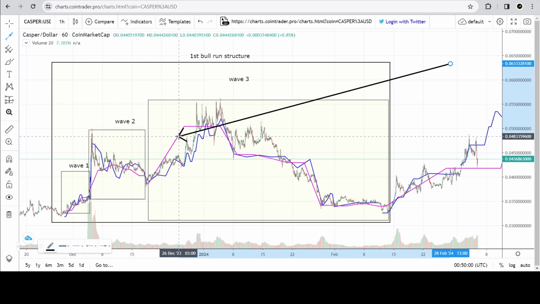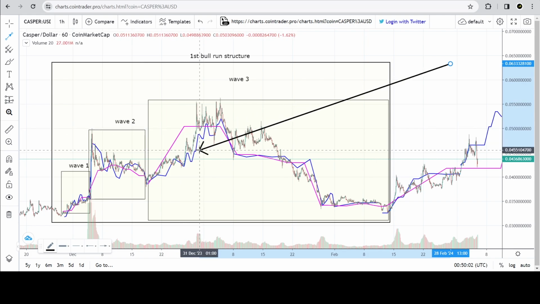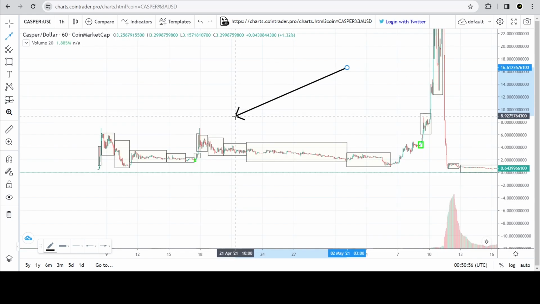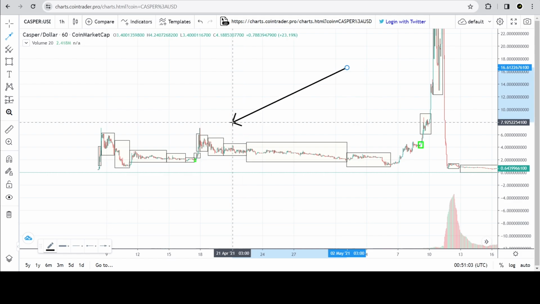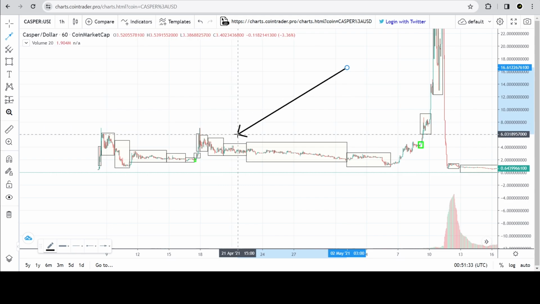Now, this pink fractal and this blue fractal come from over here. Now, where is over here? Well, this is pre kind of big trading on Casper. You're not going to find this on TradingView. I am using charts.cointrader.pro. This allows me to go further back in time than TradingView allows me to. It also allows me to go back on a very small time frame. I'm on an hour candle right here.